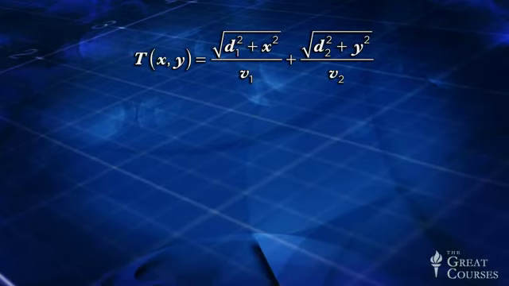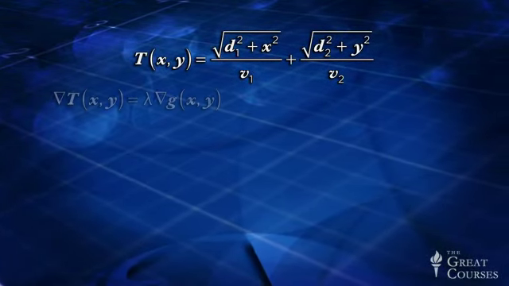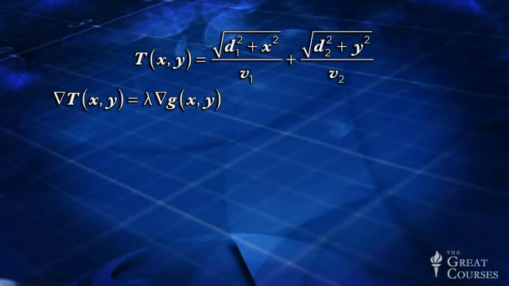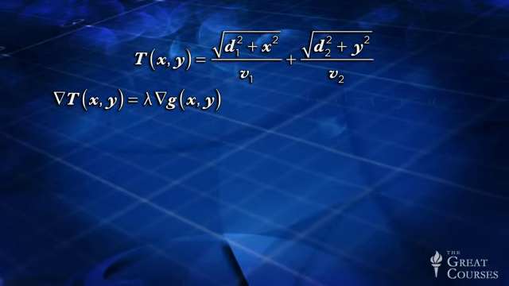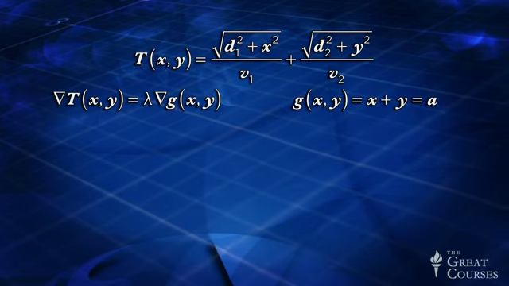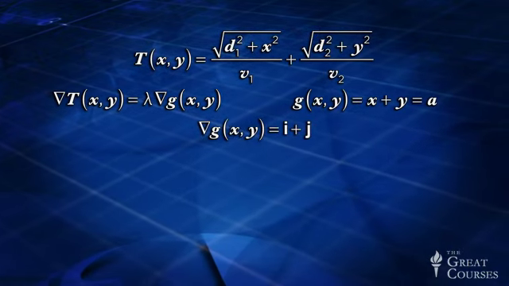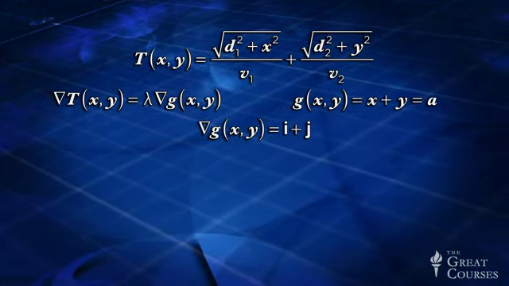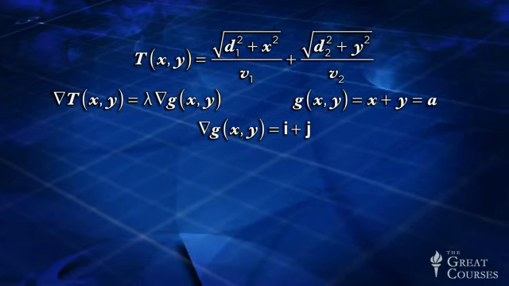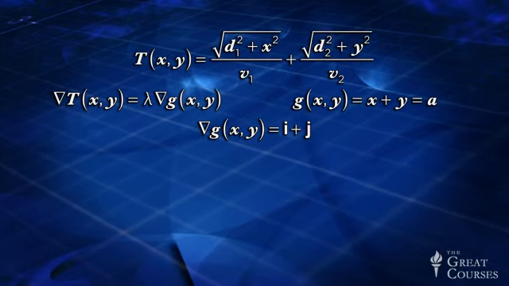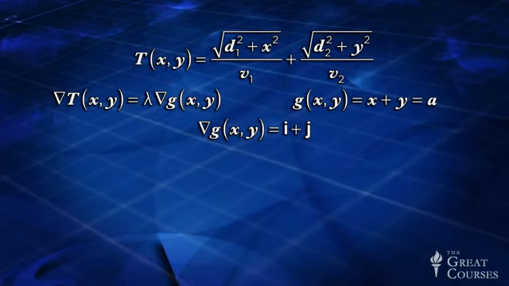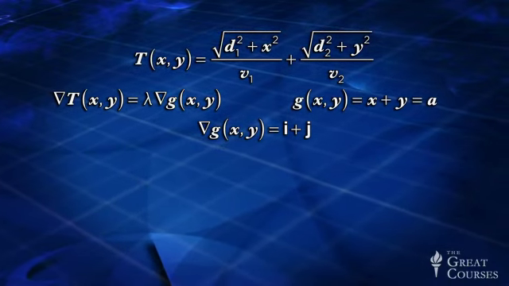We need to minimize t, so we take its gradient, and that's going to be a multiple of the gradient of g. And g is x plus y equals a. Of course, that means the gradient of g is pretty simple, i plus j. The gradient of g is the partial with respect to x, which is 1, and the partial with respect to y, which is also 1, so it's just i plus j. Pretty nice gradient. The gradient of t, not quite as pleasant.